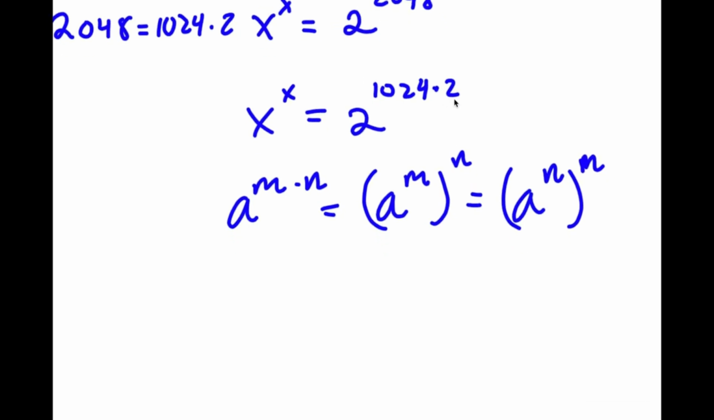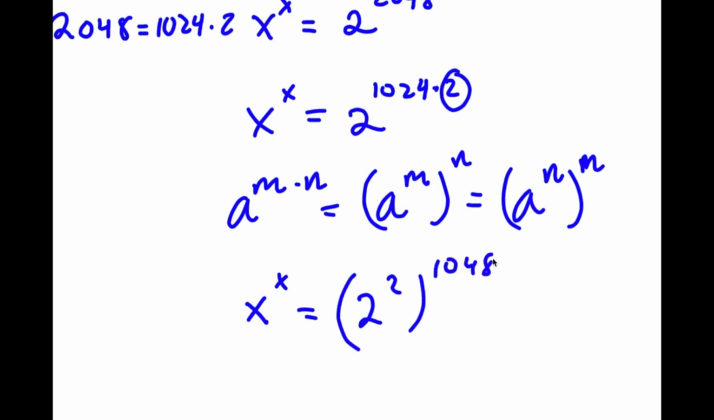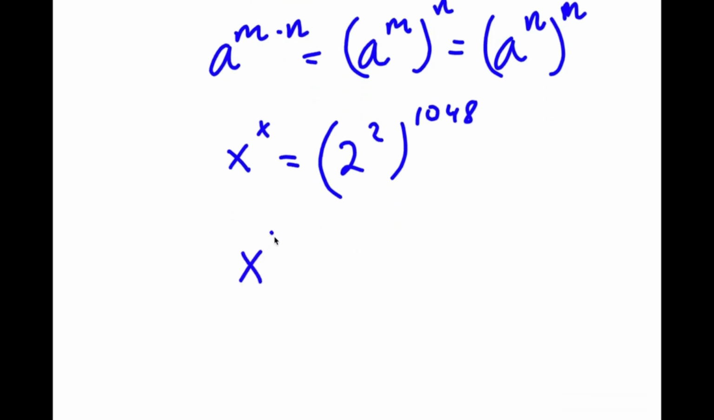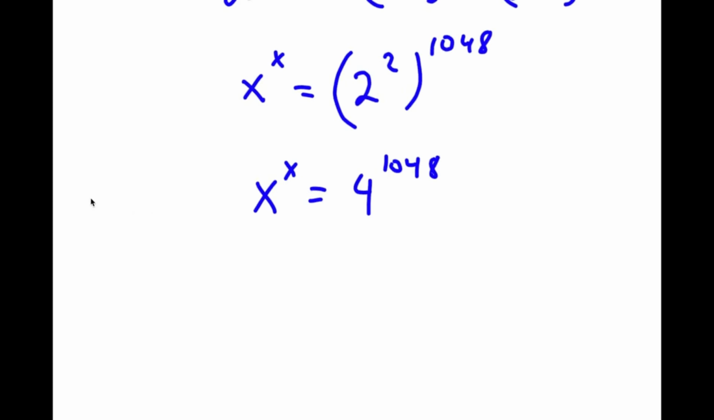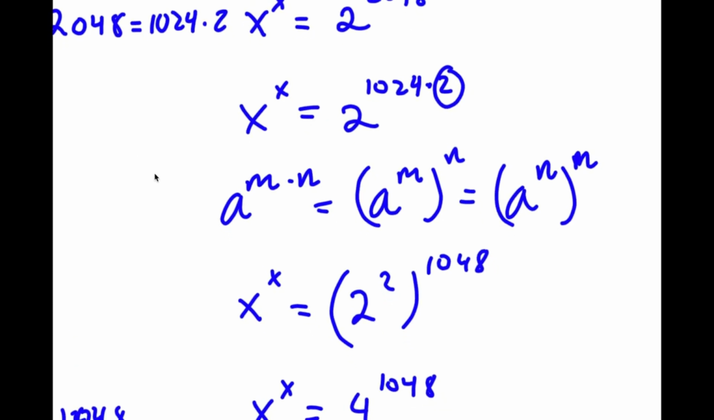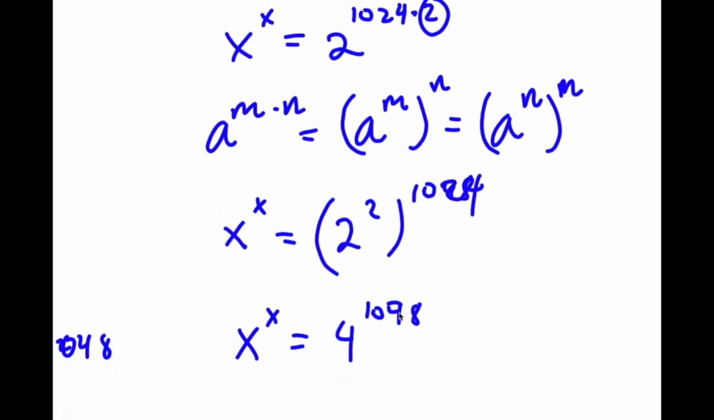So in this case, 2 to the power of 1024 times 2, I'm going to rewrite this as 2 to the power of 2 to the power of 1024. Now, as you all probably know, 2 to the power of 2 is simply equal to 4. So now I have x to the power of x is equal to 4 to the power of 1024. And now I'm going to repeat the same thing again.